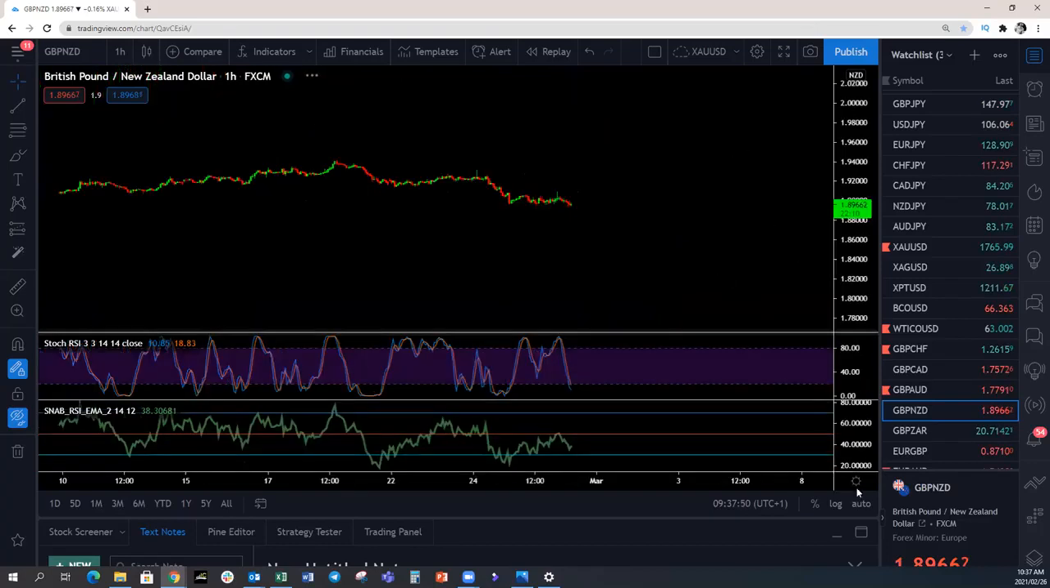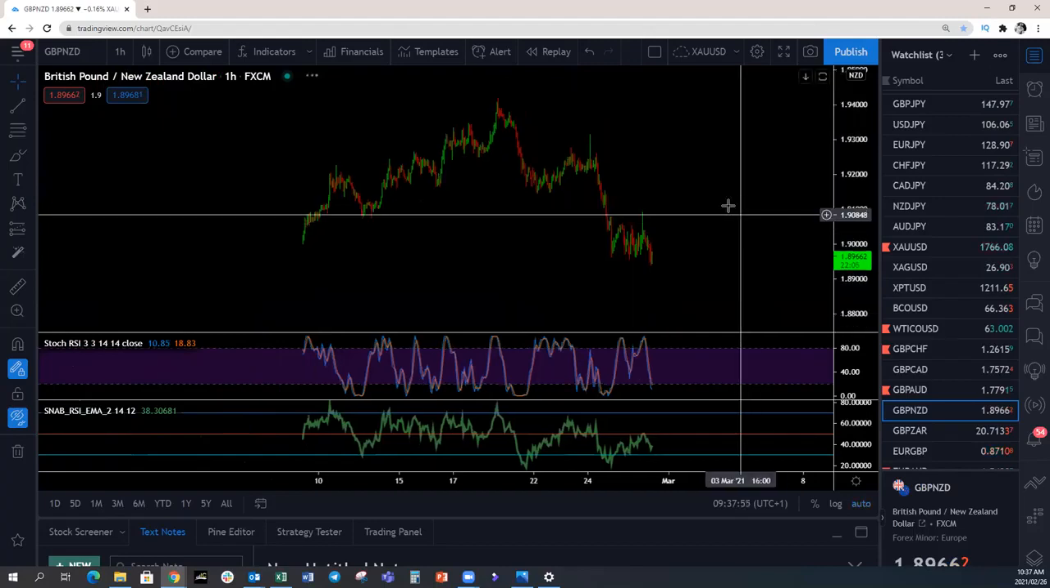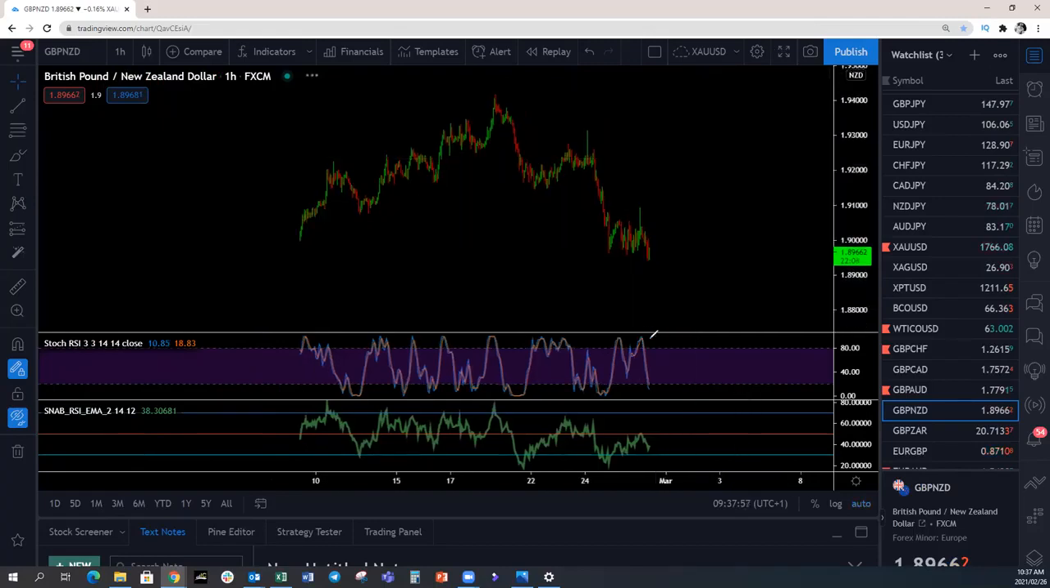Let's go to the 1 hour. You saw that on the 4 hour, there's no trade setup. On the 1 hour, there's a trade setup. We are here at the top. We are below 50. This one is just broken below here. So we can actually start looking for this one to go to the downside.